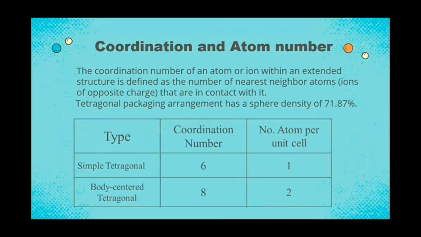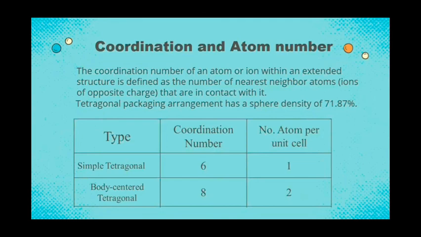Coordination number and atom number. The coordination number of an atom or ion within an extended structure is defined as the number of nearest neighbor atoms or ions of opposite charge that are in contact with it, and the tetragonal packing arrangement has a sphere density of 71.87%.